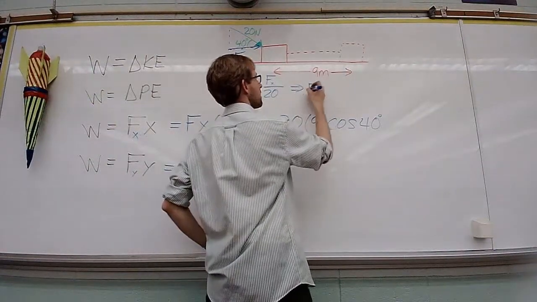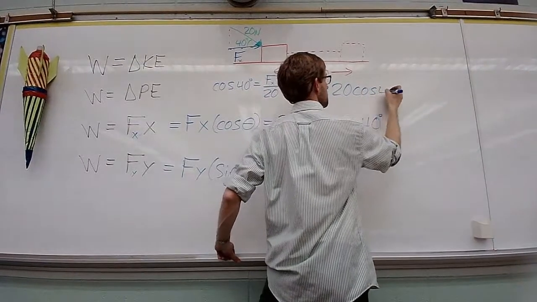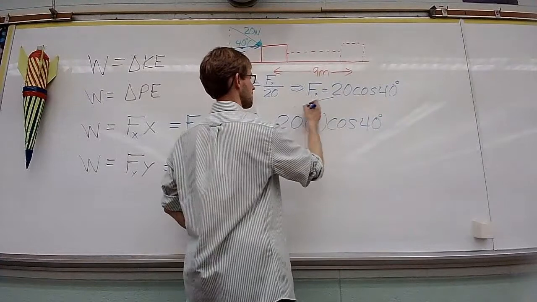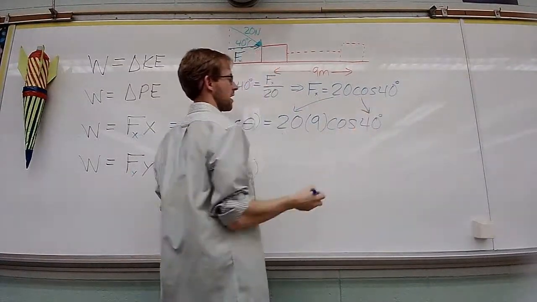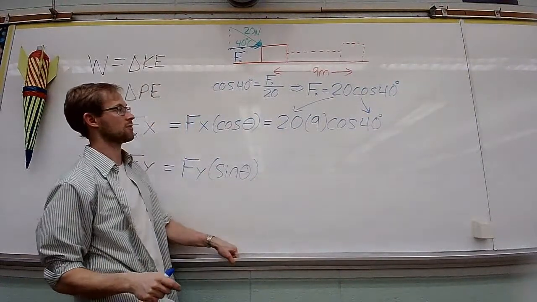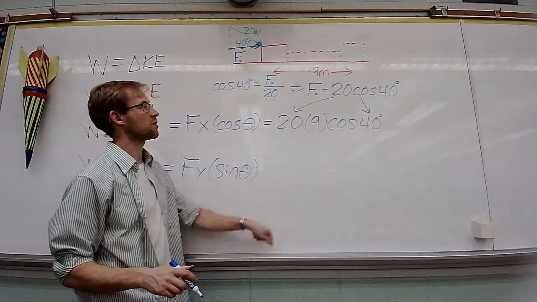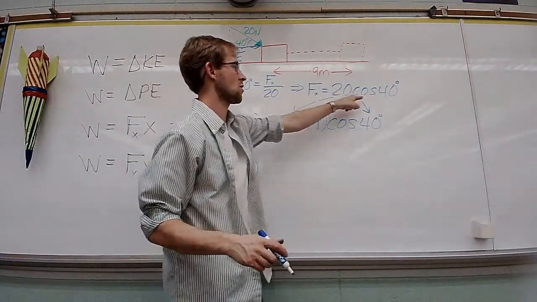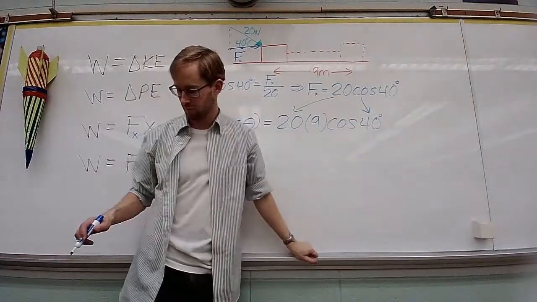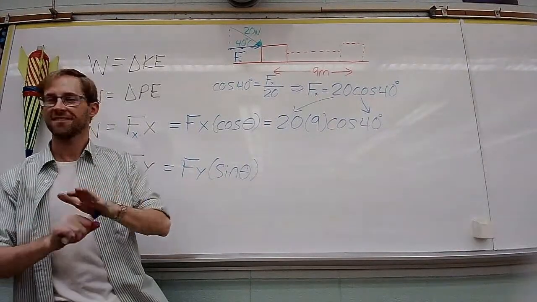Therefore, Fx is 20 times the cosine of 40 degrees, which is where that comes from. I just left the 9 in here because it looks a little bit nicer that way. If you're doing it this way, you could say 20 times the cosine of 40 multiplied by the distance of 9 meters. Questions on this? No. Cool.